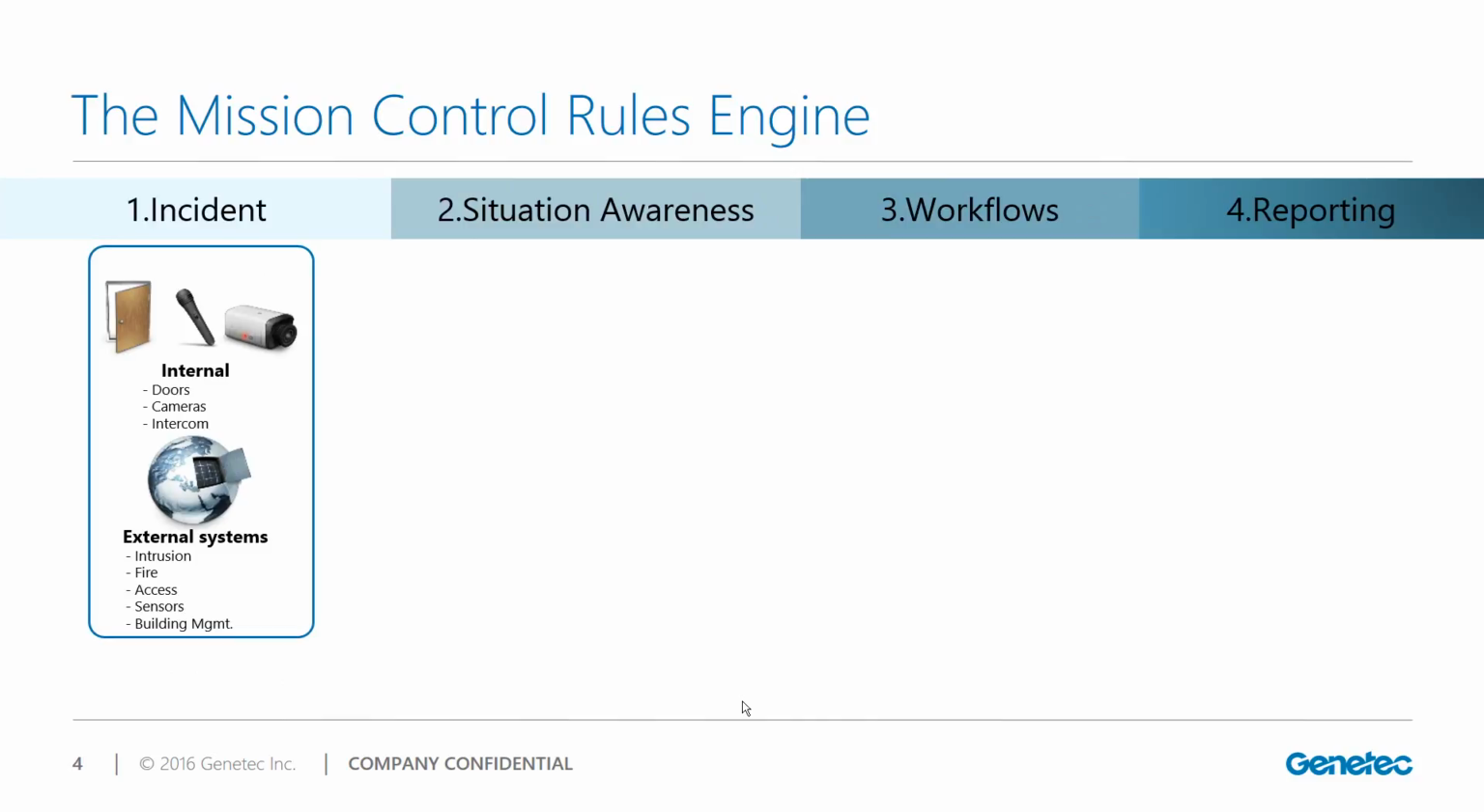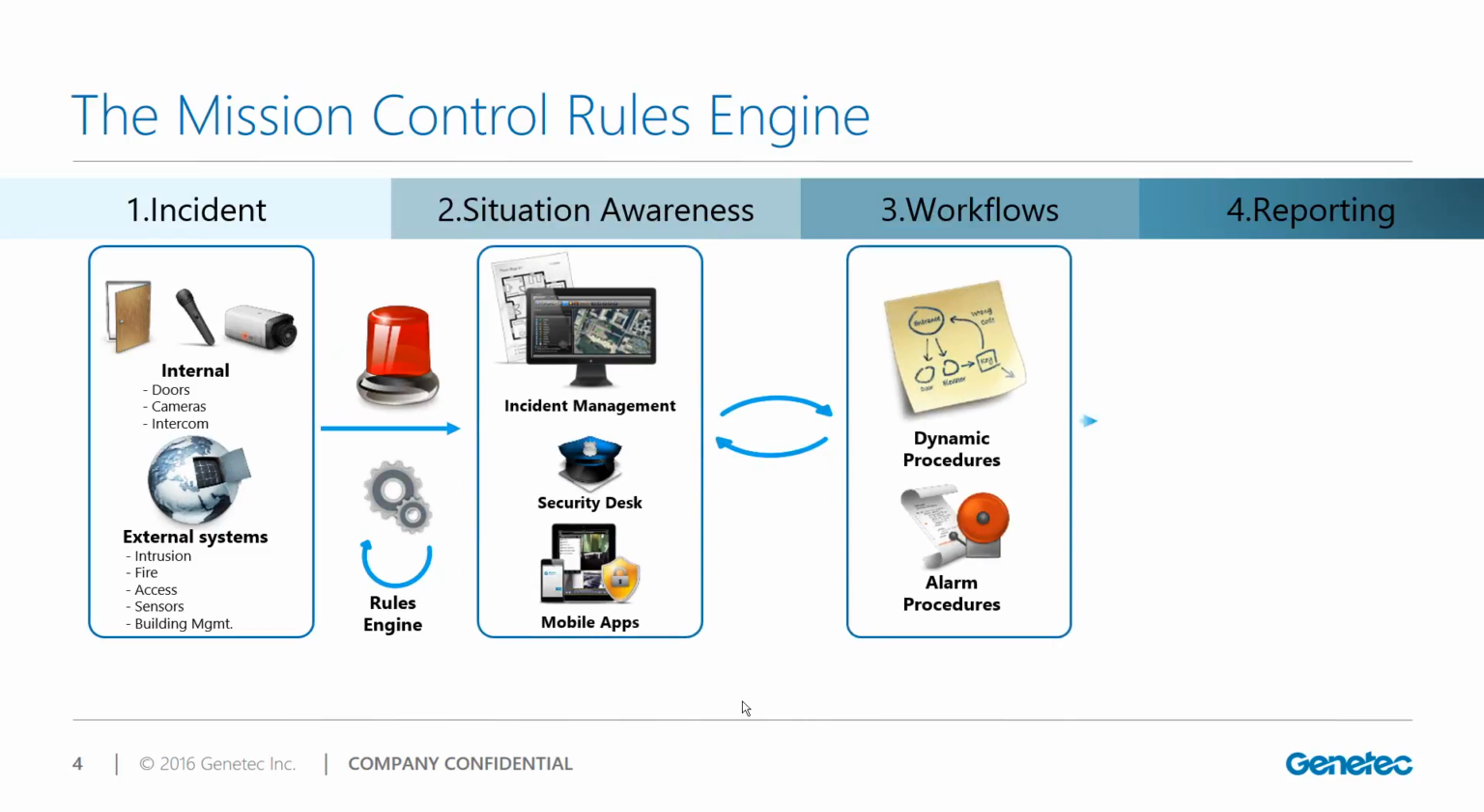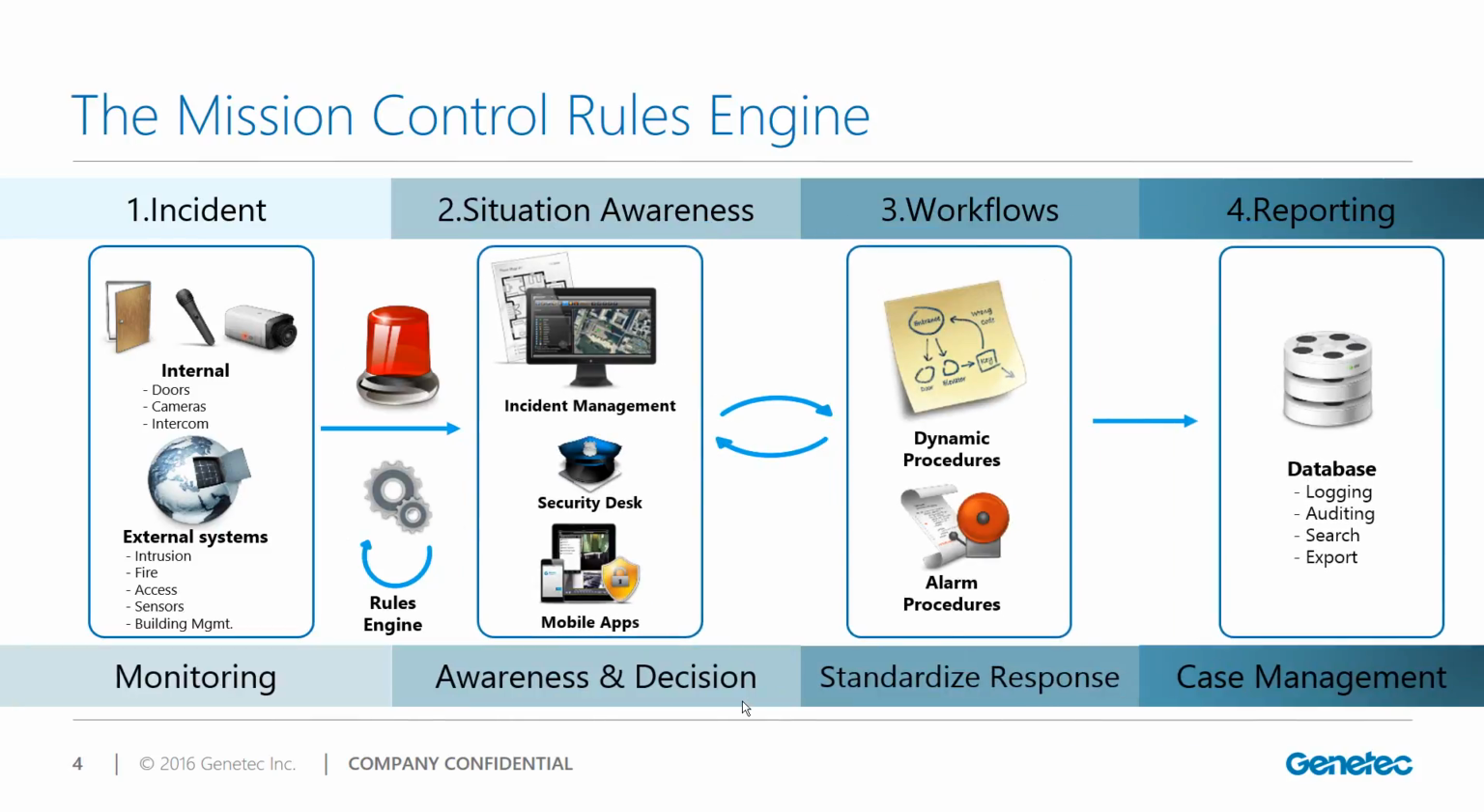An event that's internal to Security Center can come from a door, a camera, an intercom, or some other entity like that. We can also get events from external systems, such as an intrusion panel, a fire alarm, another access control system, and various sensors that can be attached to hardware around the site. These events are constantly being monitored by Security Center, and any alarms or events are passed on to various components that enhance situational awareness, such as the incident monitoring task, the security desk, and the mobile apps.